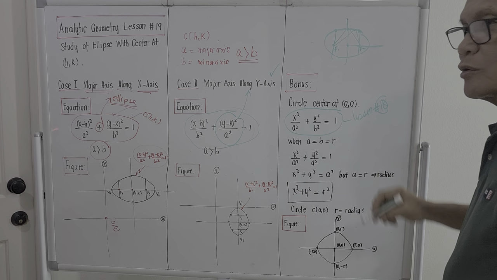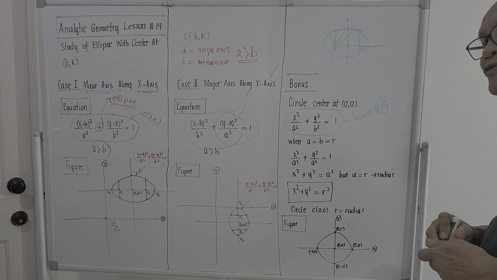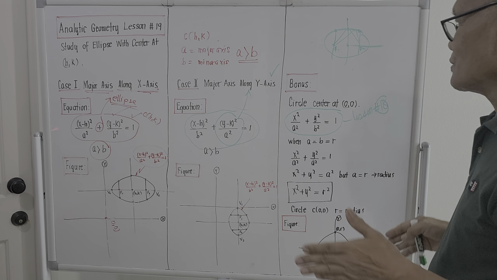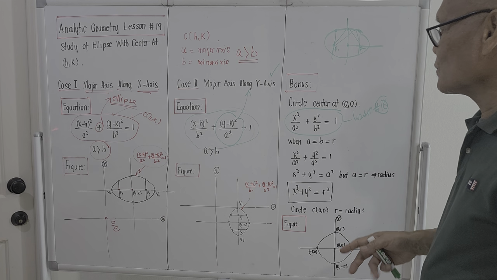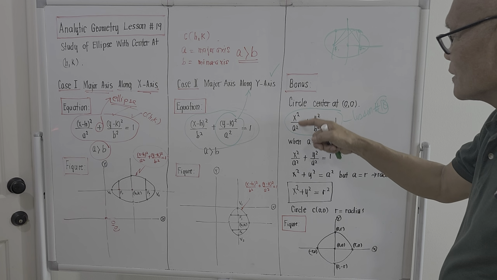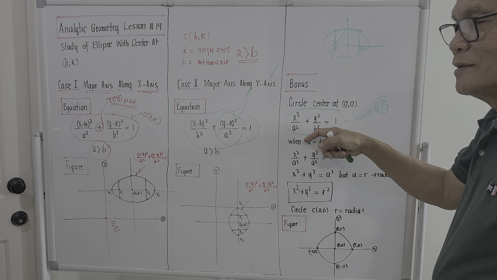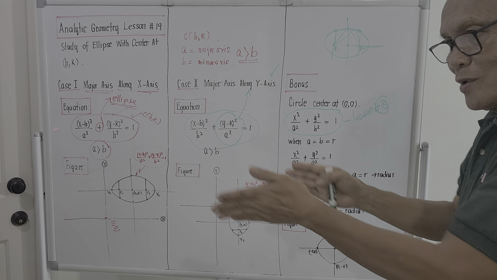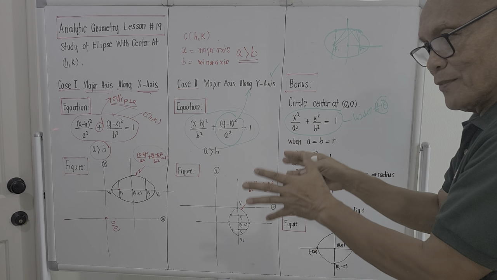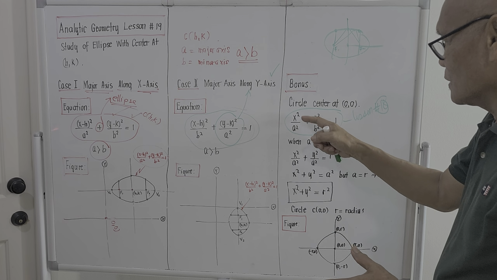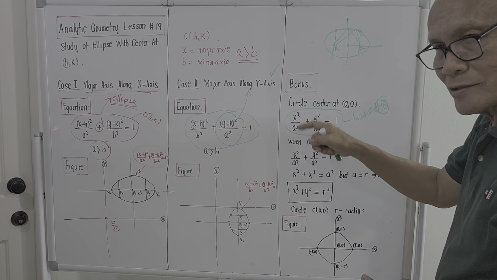Lesson number 18 is the equation of an ellipse with center at 0, 0. I just got the first one to be the major axis along the x-axis. Even though we could get the other one, it will still be the same, but I prefer that the major axis be along the x-axis.